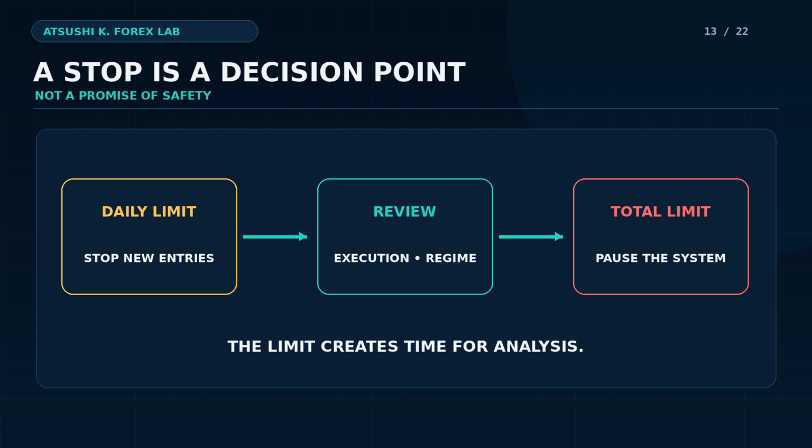At the total threshold, the useful question is not, how can I win it back today? The useful questions are whether execution changed, whether the market regime changed, whether correlated exposure was overlooked, and whether the live behavior still matches the tested behavior. The limit buys time for analysis before urgency takes control of the next decision.